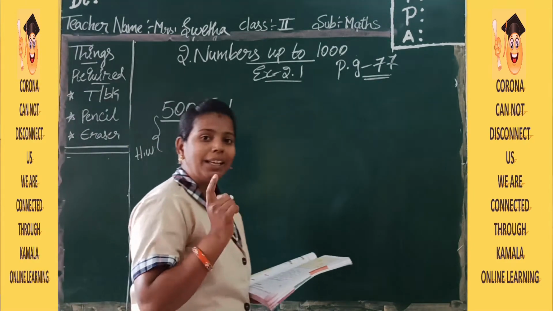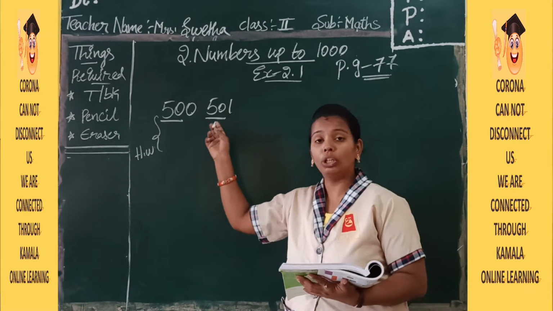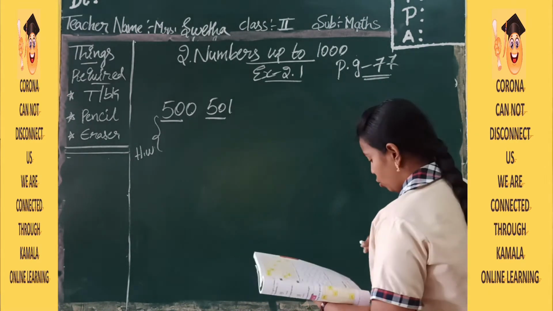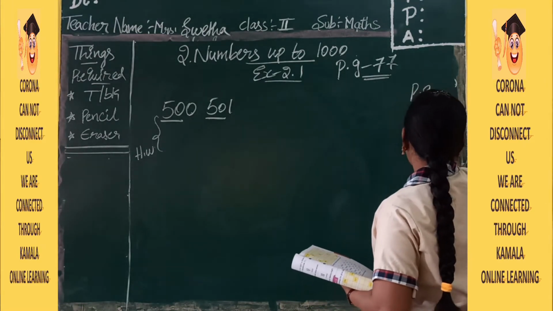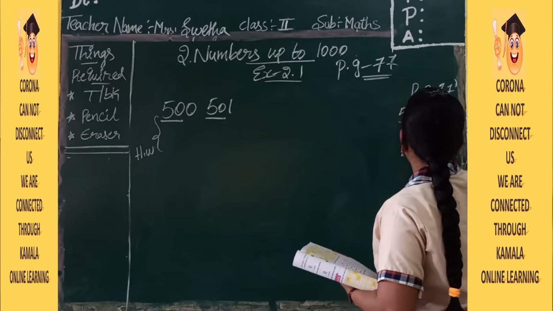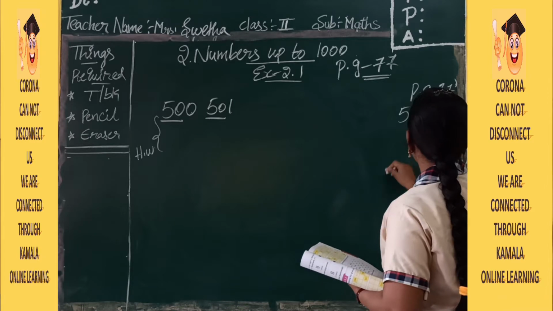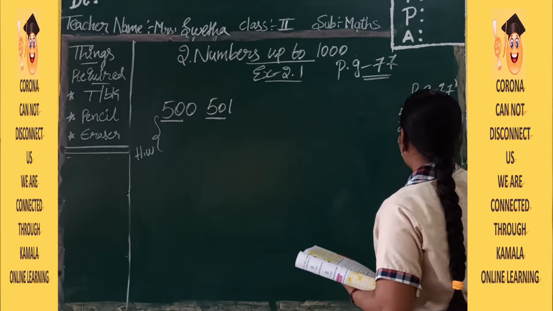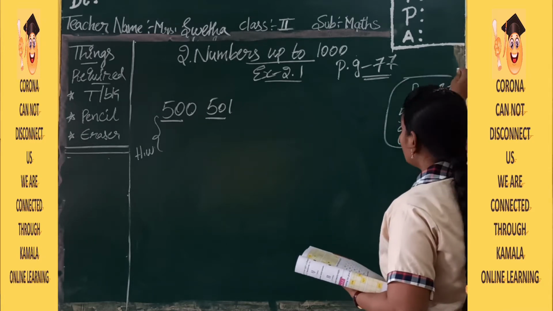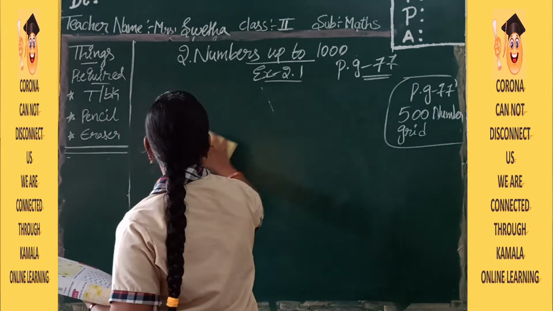Why? Because you have completed the same pattern of numbers in your previous class also. So you complete this one as your homework. Today's homework will be page number 77 with the number grid. You have to complete the 500 number grid. After that, you have one more grid.